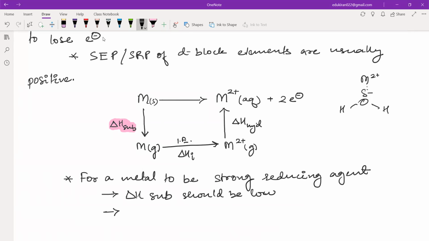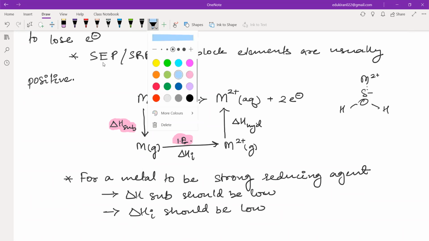Next, ionization enthalpy should also be low, right? Because here also we are giving energy, correct? Yes or no? Yes, sir. Next, delta H ionization should be low. And enthalpy of hydration, what is it?